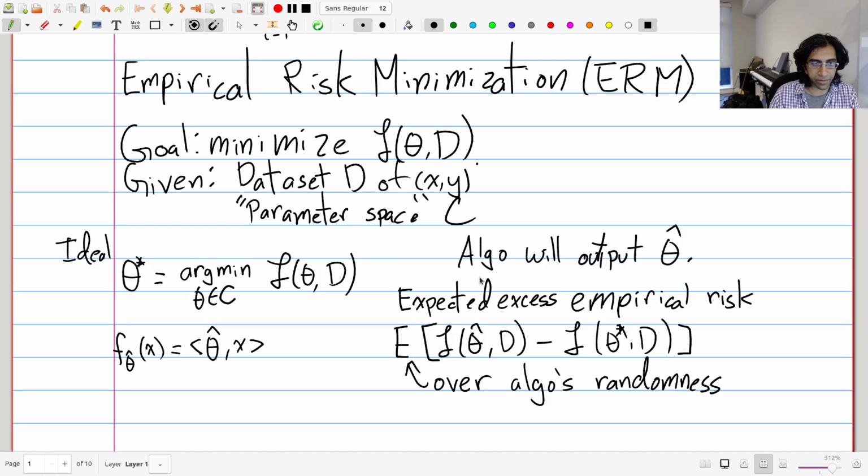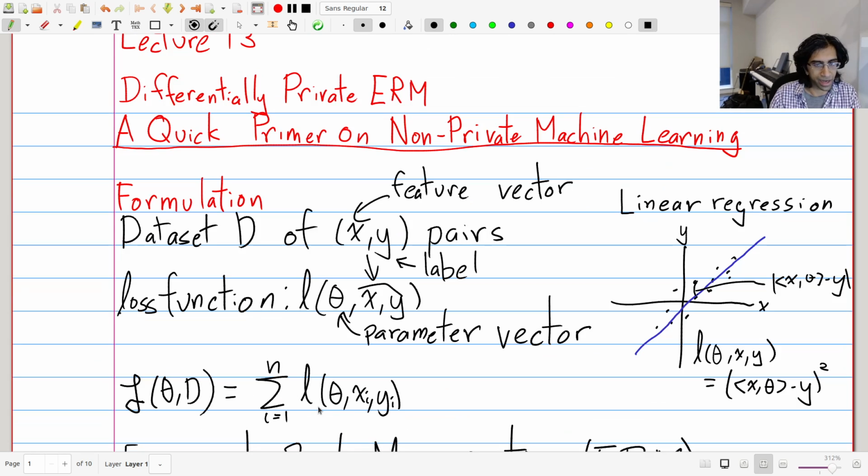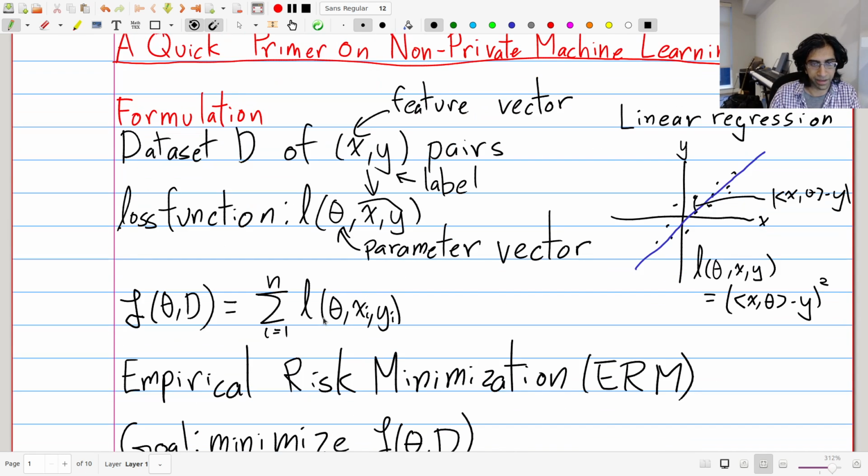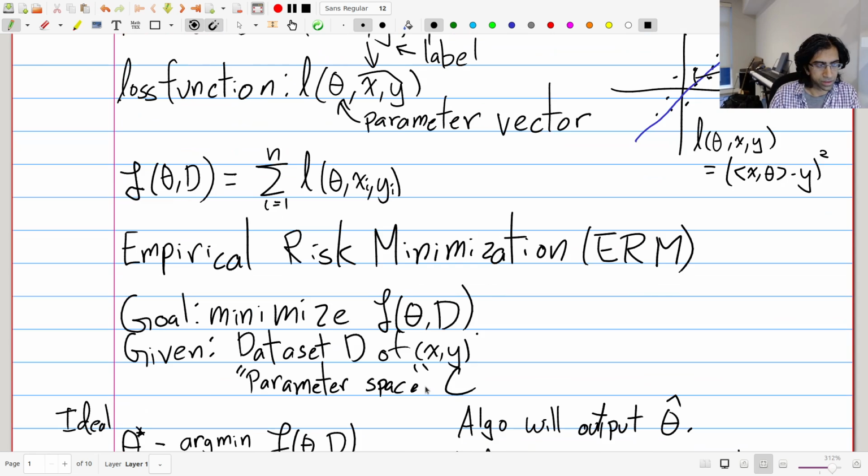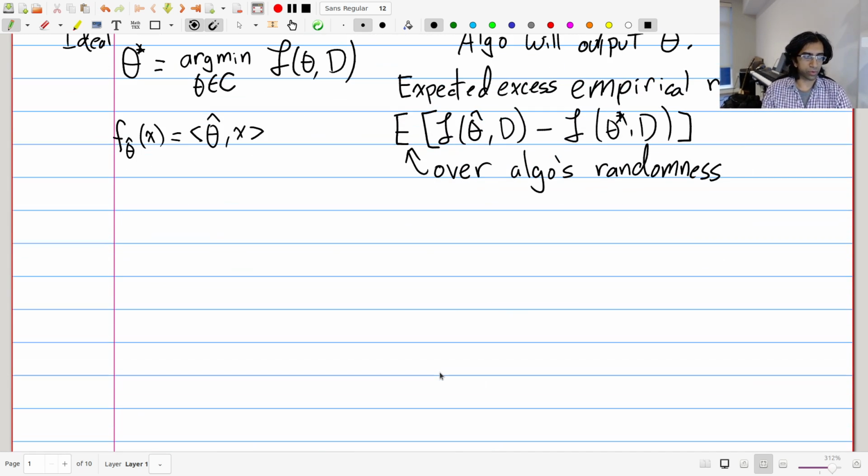And this is quite a general setup. Like I said, nothing about what this function L could be, and nothing about what this space C could be, where the parameter lies. So we're going to have to impose a few restrictions here. If we don't, then there'll be no hope of solving the problem in this generality. So let's talk about a few restrictions that we're going to use. Here are the common restrictions that we care about.